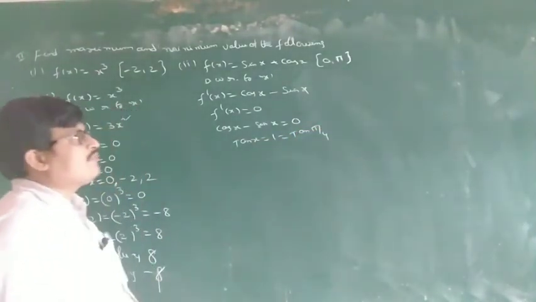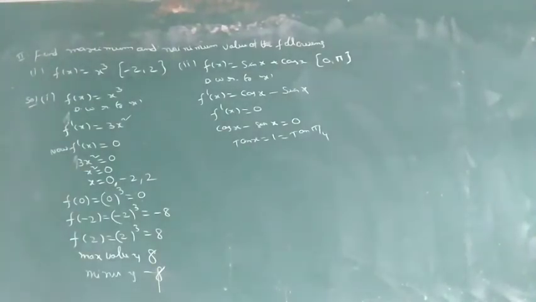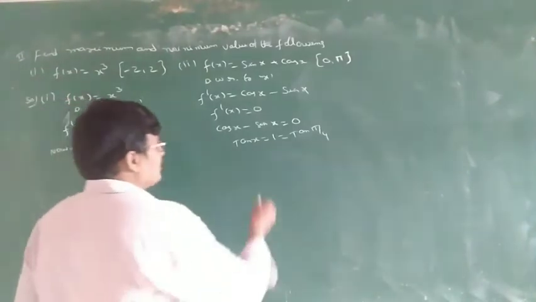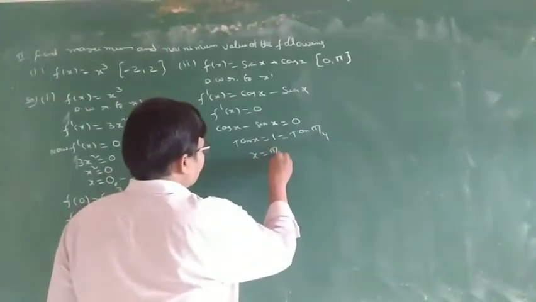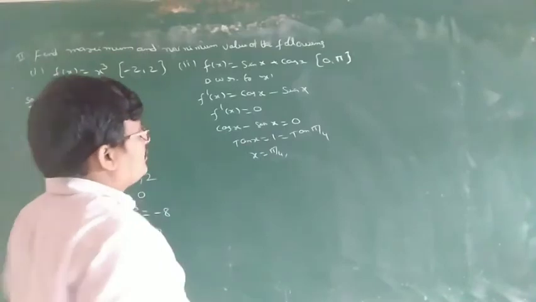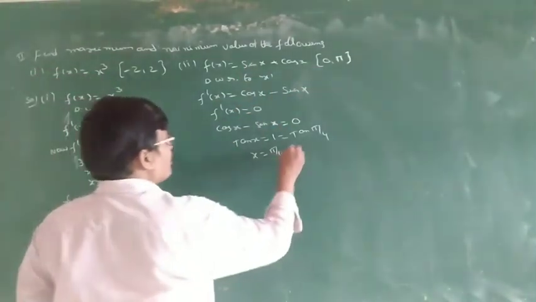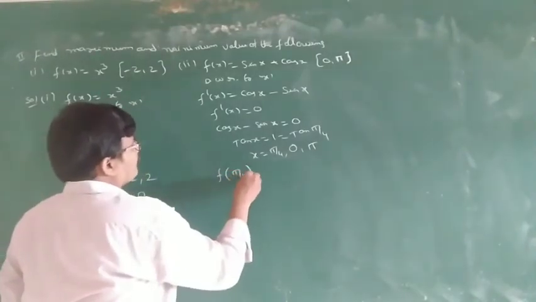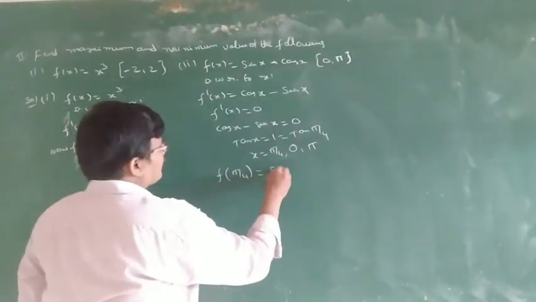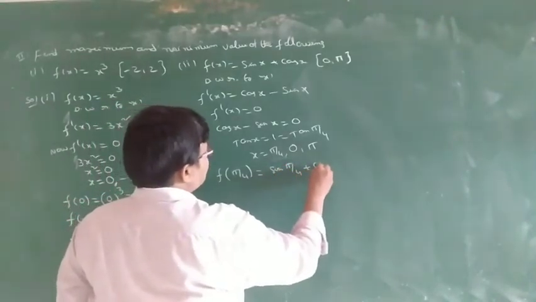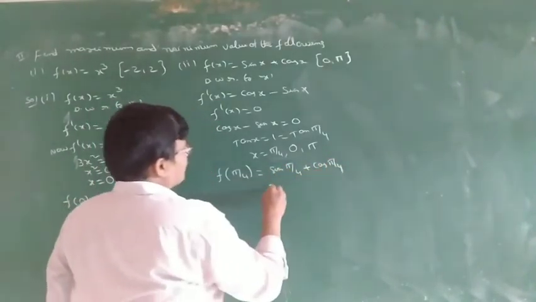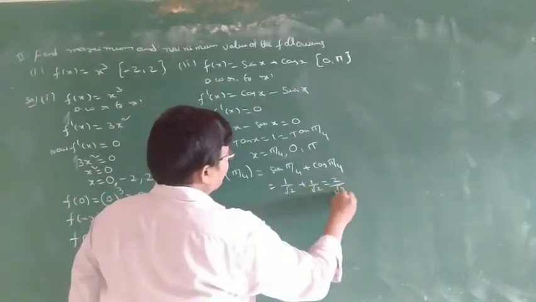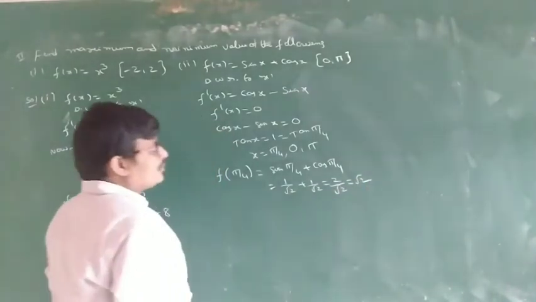Tan is positive in the first and third quadrant. In the third quadrant, which function? Pi plus pi by 4. So x is equal to pi by 4, and the first and last values are 0 and pi. So f of pi by 4 is equal to sin pi by 4 plus cos pi by 4, that is 1 by root 2 plus 1 by root 2, which is 2 by root 2, and 2 by root 2 is equal to root 2.